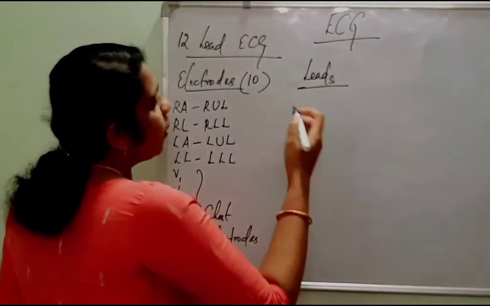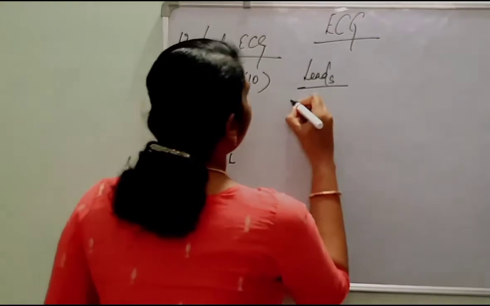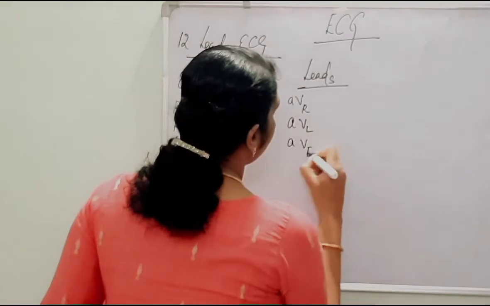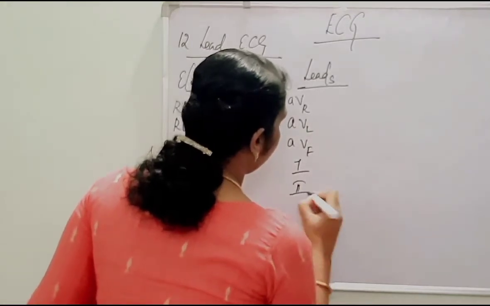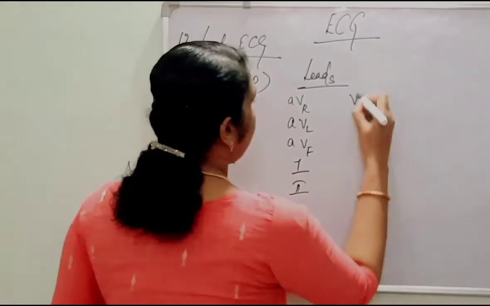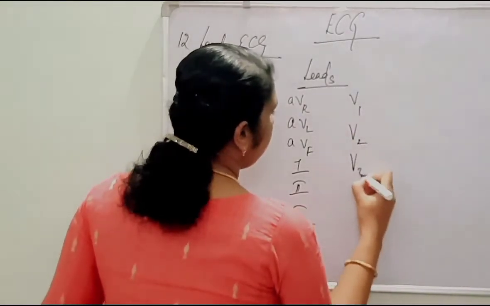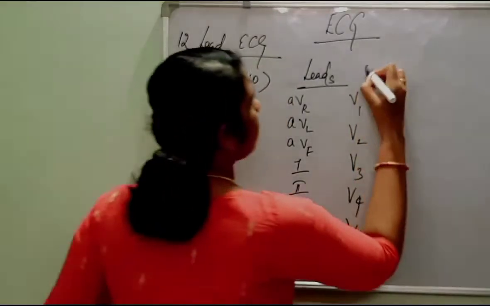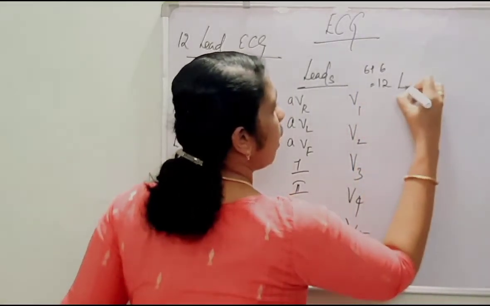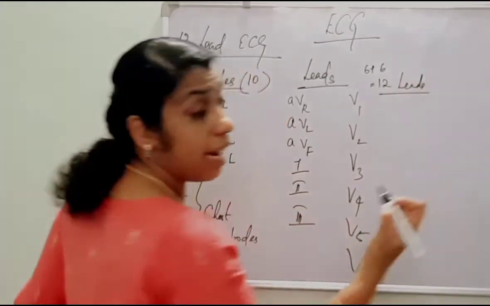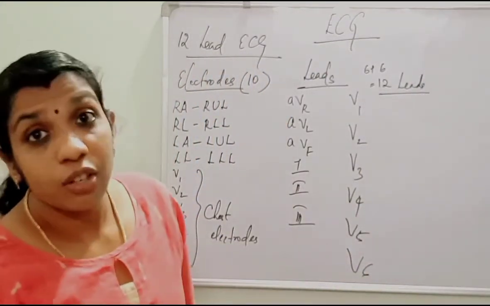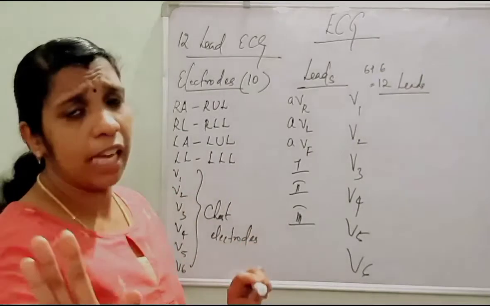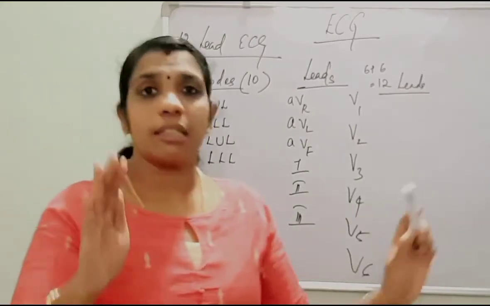The 12 leads in a 12 lead ECG are AVR, AVL, AVF, lead 1, lead 2, lead 3, and leads V1, V2, V3, V4, V5, V6. So, 6 plus 6 is equal to 12 leads. Understand? So in a standard 12 lead ECG, the electrodes are 10 and the leads are 12. In some books it is said that there are 5 electrodes. You leave that. You just remember it like this.